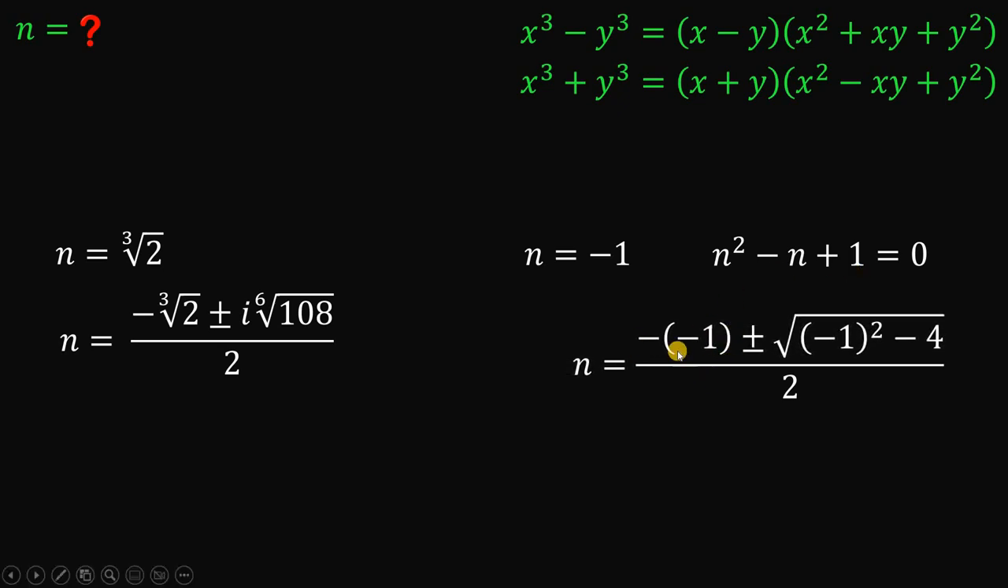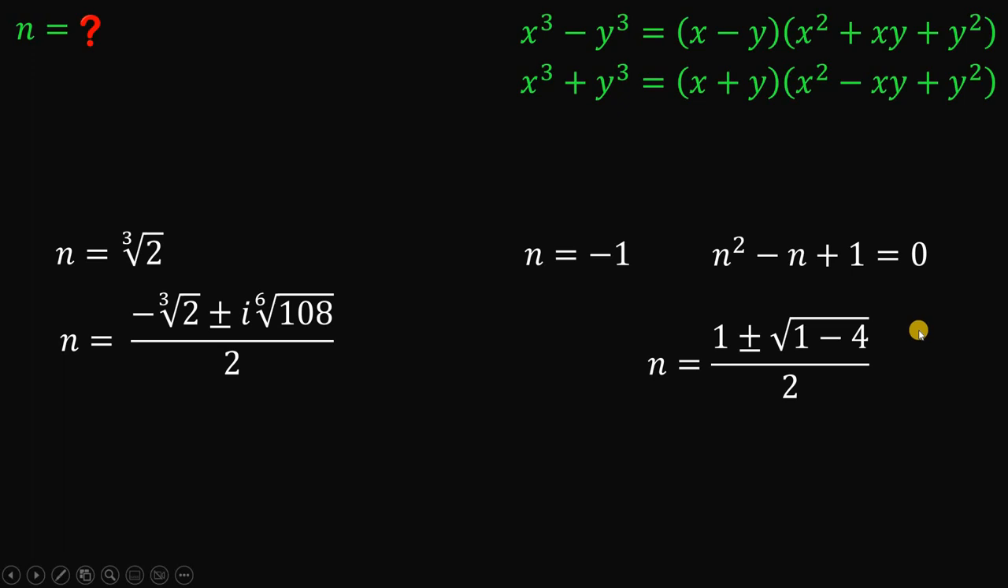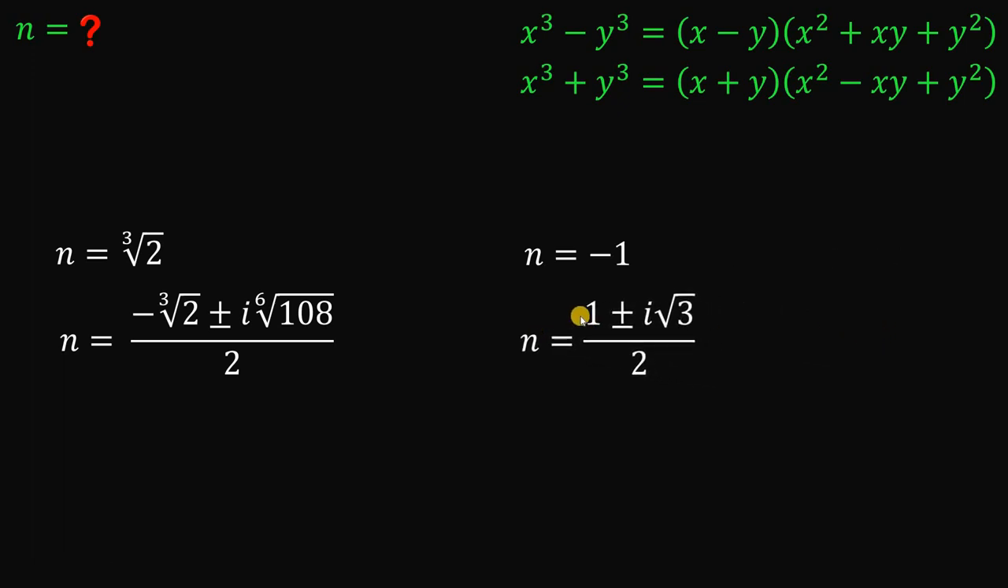Now, let's simplify. Negative of negative 1 is just 1. Negative 1 squared is just 1 also. And 1 minus 4 is just negative 3. So again, the radicand is negative, so we can factor out negative 1, and this is just i. Now, this is in its simplest form. Therefore, we found another two complex solutions for n. We have 1 plus or minus i times square root of 3 all over 2.